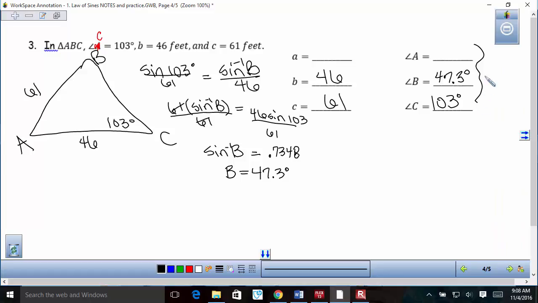Remember that these add up to 180. You can subtract. Can you subtract in your head? Okay, what did you get for angle A? Does that sound right? 29.7? Oh, that was close. 29.7.